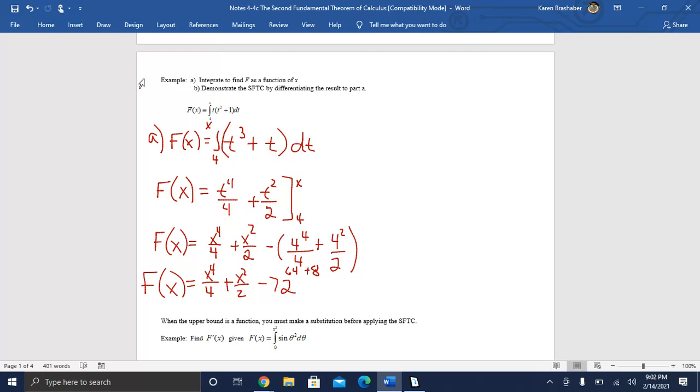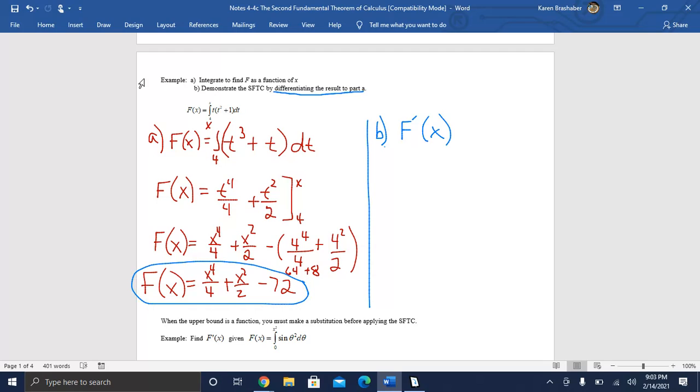Now, in part B, it wants me to do the derivative. It says differentiate the result to part A. And by doing so, we're going to see that we could have just done the second fundamental theorem of calculus. So for part B, I'm being asked to find f prime of x. All right, so the f of x that I'm going to use is the one that I integrated. I'm circling it. So I need to find f prime of x.